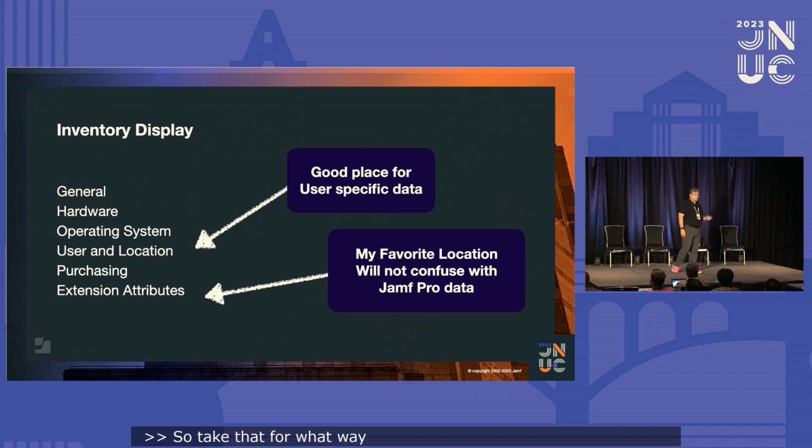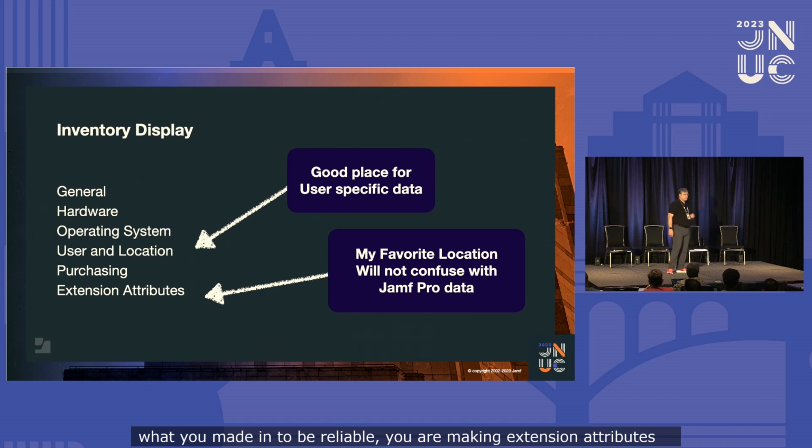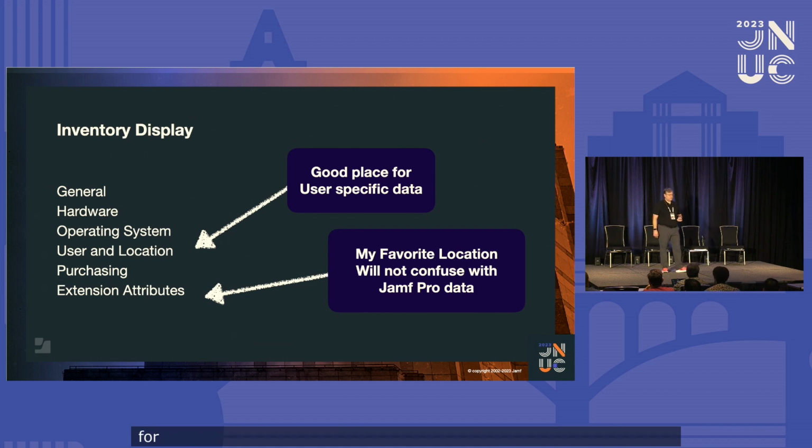All right. Next it's going to ask you where you want to put this in inventory. So you get general, hardware, operating system, user and location, purchasing, and extension attributes. My favorite place is to put it in extension attributes, because extension attributes are not what Jamf provides you. You will know what you made and what Jamf made. It makes it nice and easy and clear, because extension attributes are going to live for a long time. They need to be reliable, understandable, and clear. If you are making extension attributes for user-specific data, particularly for devices that really do just have a primary user, I love to put it right there in user and location. They have a nice little subheading for extension attributes.